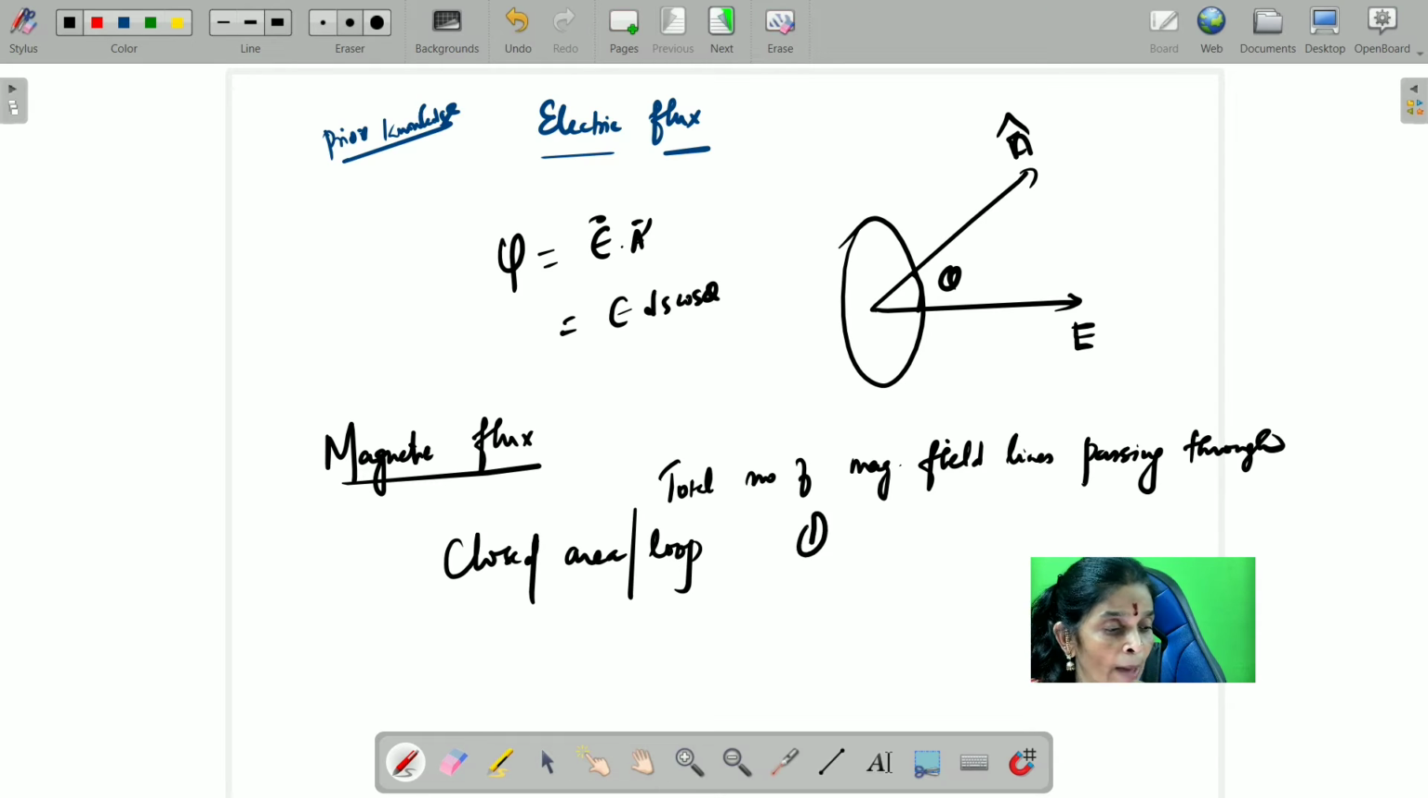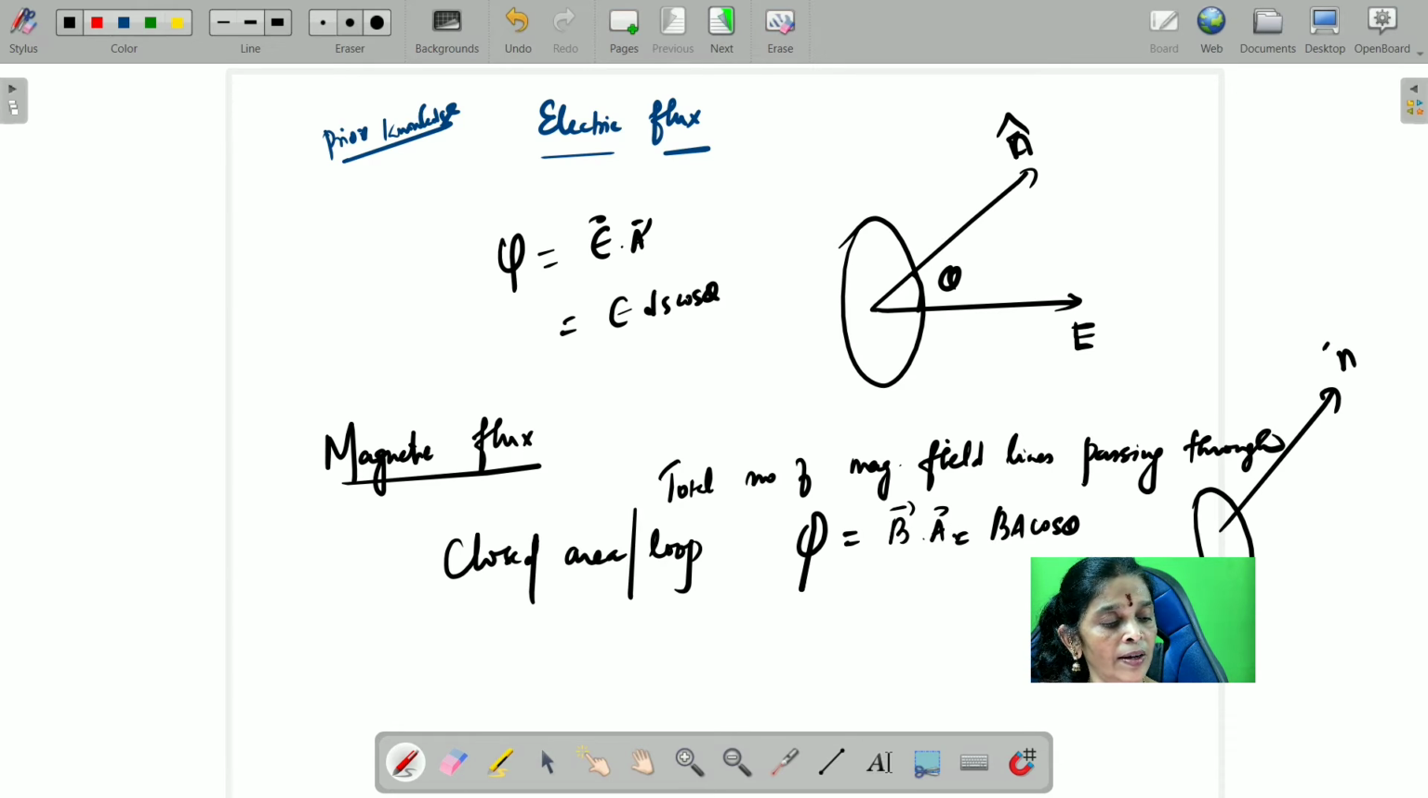Same thing, magnetic flux phi is equal to B dot A, which is nothing but BA cos theta. So now this is the loop, this is the area vector, and this is B. So you can say that theta is over here. So B dot A, BA cos theta. Now, in this lesson, we are going to use magnetic flux.